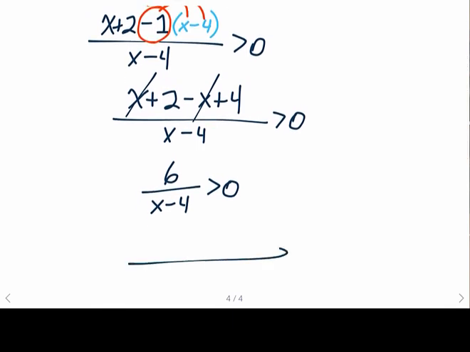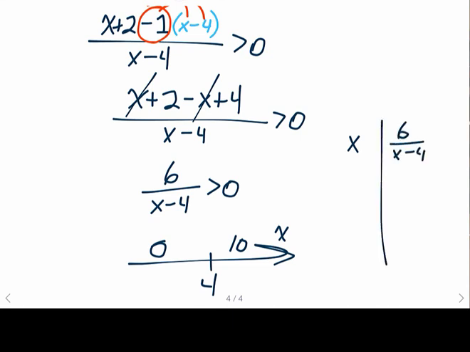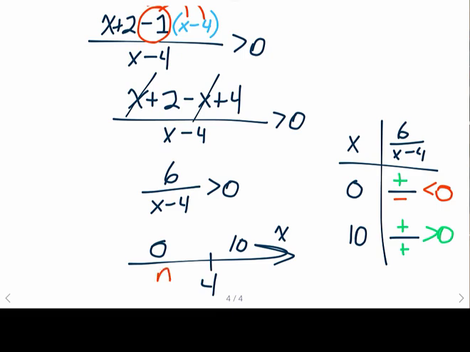Well, then I only have one number to put on the number line. That number is 4. I'm going to label it x because that's our variable. And so we just need a test point to the left of 4 and to the right of 4. I don't know, how about 0 and 10? We're going to play the same game as before. I'm going to put x as my input, 6 over x minus 4 as the output, and the inputs, 0 and 10. And I can see from that kind of analysis that to the left of 4, the expression has negative outputs. To the right of 4, the expression has positive outputs.